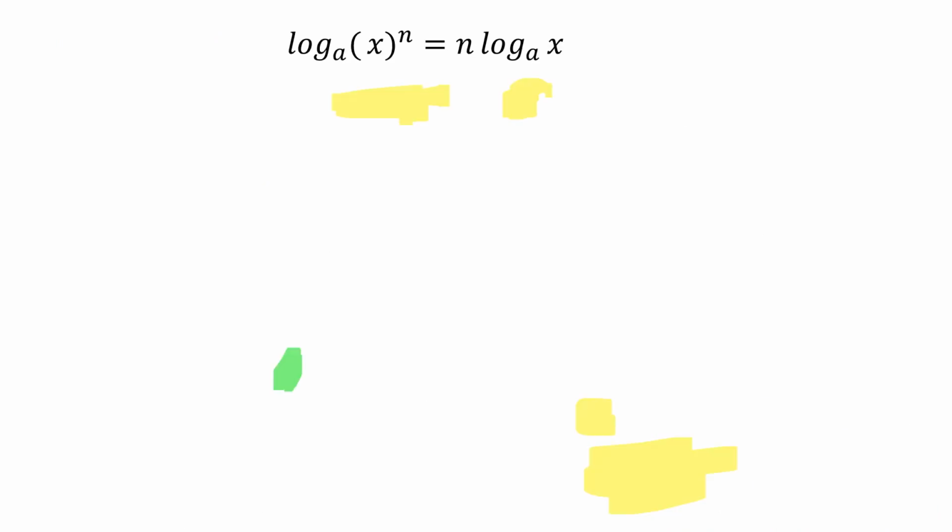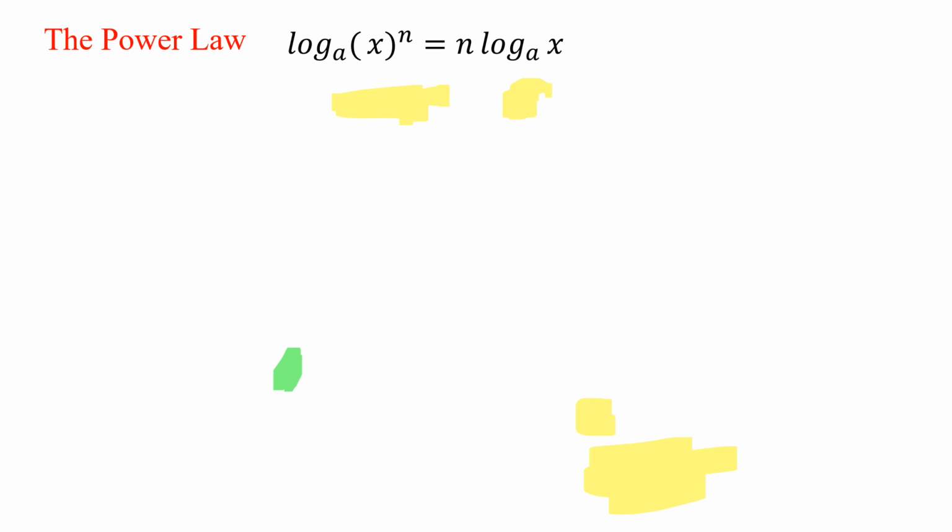The third law we need to learn is the power law. Let's recap. We have learned the product law and quotient law. The next one is the power law. Why is it the power law? Because it deals with the n. Can you see it's x to the power n? That's the power there, right? So if you have x to the power n, you can actually bring the n and put it in front of your log x base a.